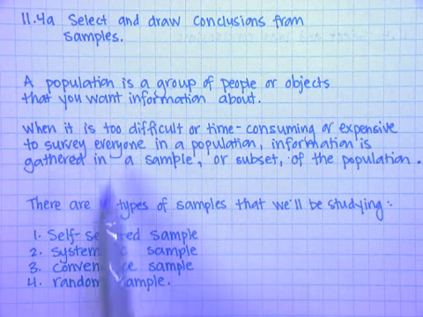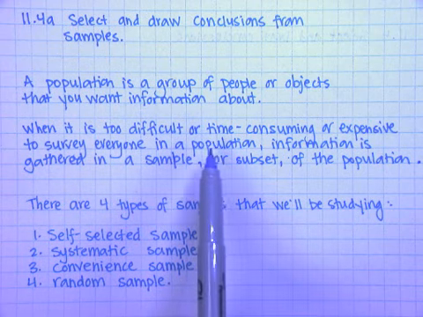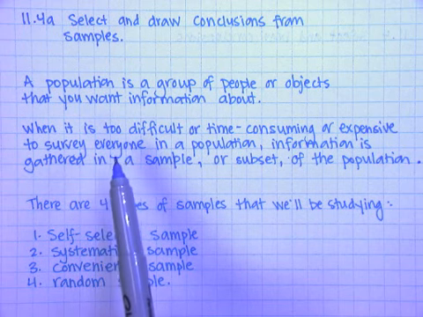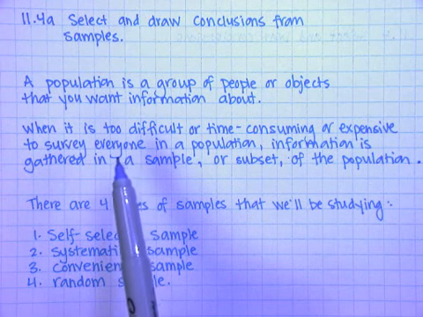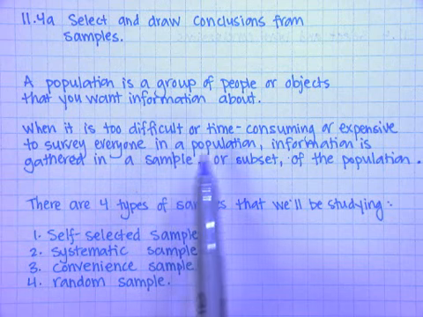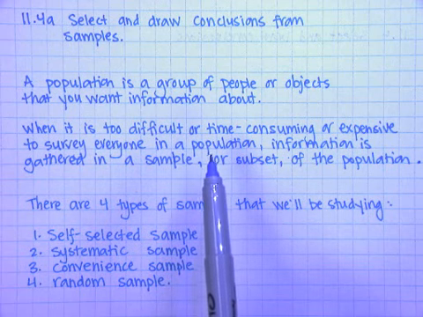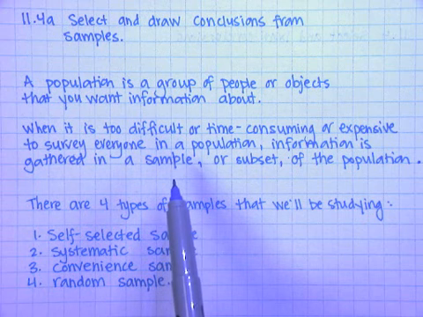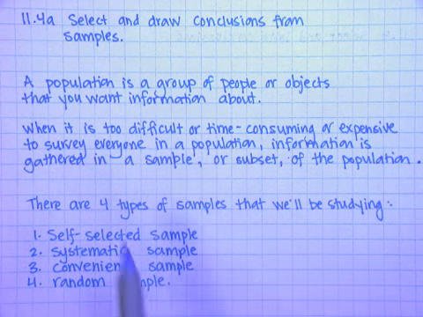The only problem with that is that sometimes it's going to be too hard because it's time consuming or maybe too expensive to talk to all of the teens in the US. And so we can't reach everybody in the population. If that's the case, then what we're going to want to do is take a sample or a subset of the population. And there are 4 different types of samples that we're going to be studying.